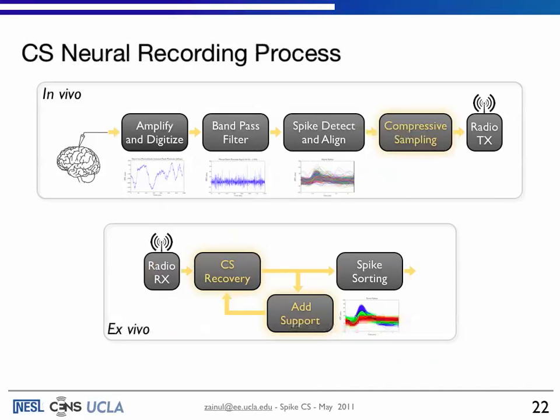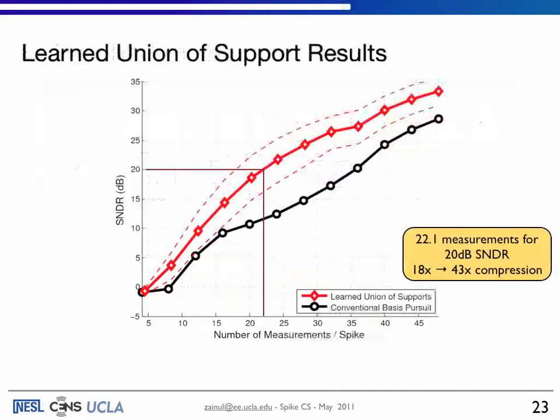We don't change anything here. And this is what the result looks like. We have a much higher SNDR for the same number of measurements. We didn't change anything at all on the transmitter side. It's only a receiver-side algorithmic difference, and that gives us a boost to about a 43x compression.